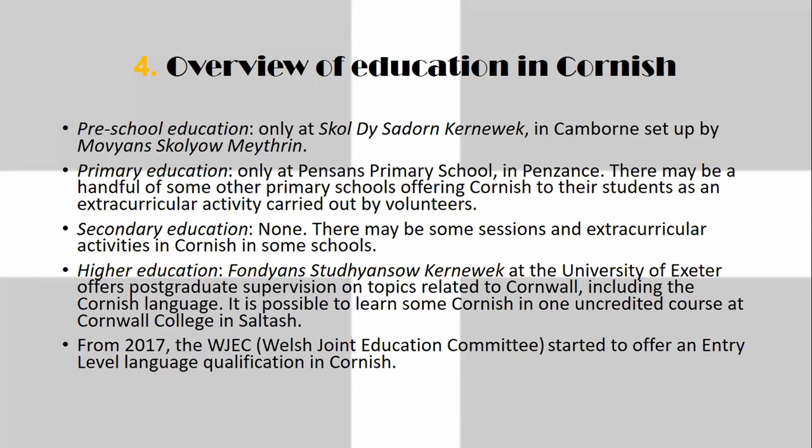Kensa has already made an excellent review of the history of Cornish in education, so I'm just reviewing a few points. First of all, I should say that it may have changed a little bit from when I got the data to now, but not that much to be substantial. So in preschool education, as far as I know, the only place where children study in Cornish is Skol an Sadorn Kernewek in Camborne. In primary education, I have only found Penzance Primary School, although some other schools obviously may have been offering some extracurricular activities or so.